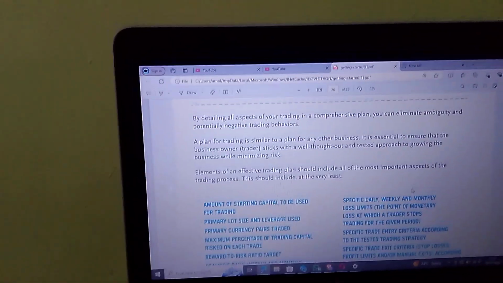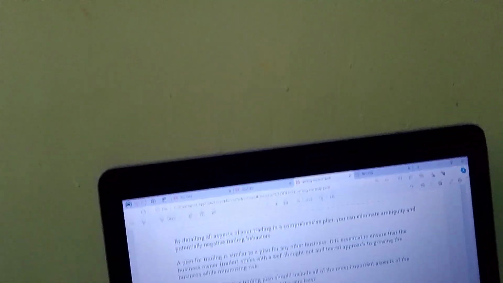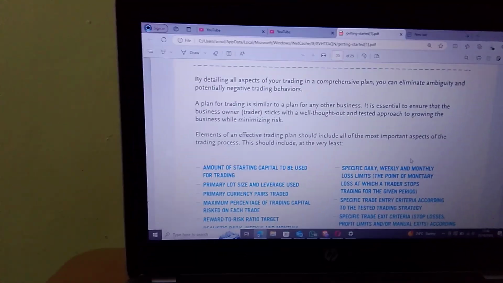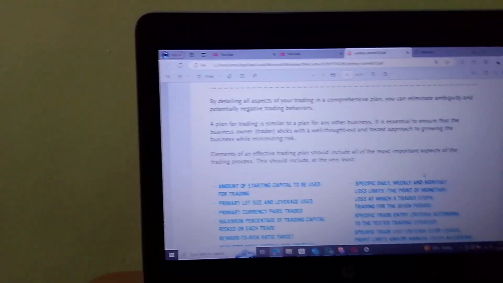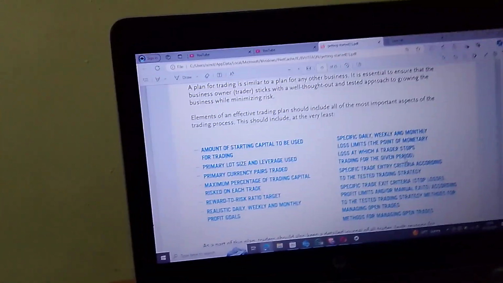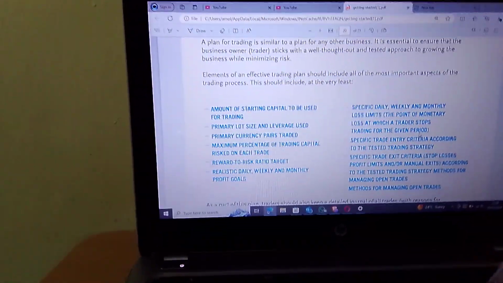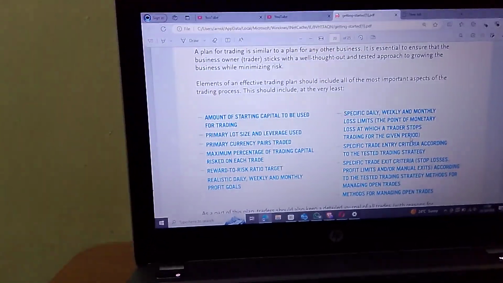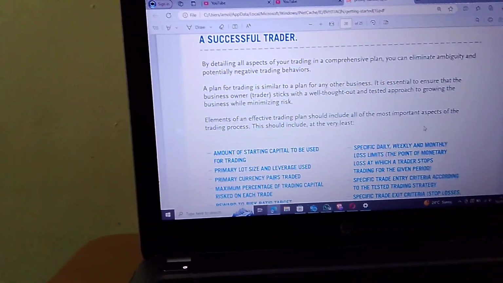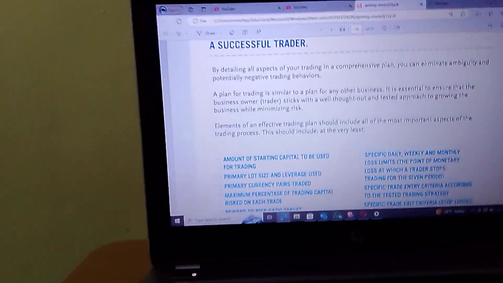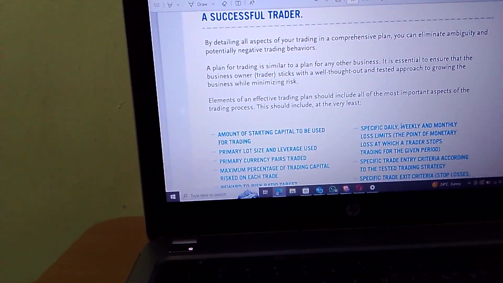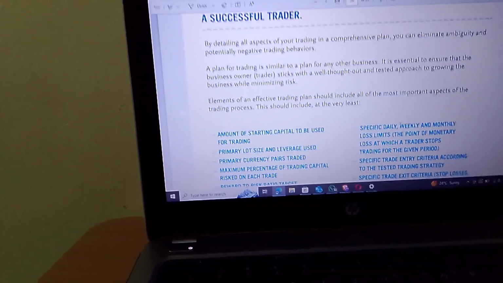You can try out, but for a beginner, it's easier to follow an already proven approach instead of making your own. You cannot really afford making those losses when you are beginning to trade, when you have a limited amount of money. So elements of an effective trading plan should include all of the most important aspects of the trading process.